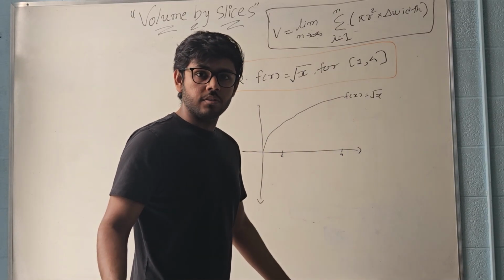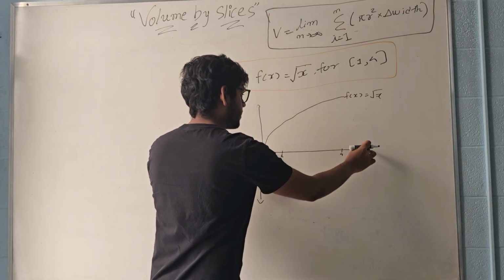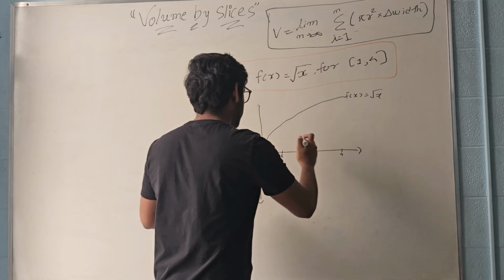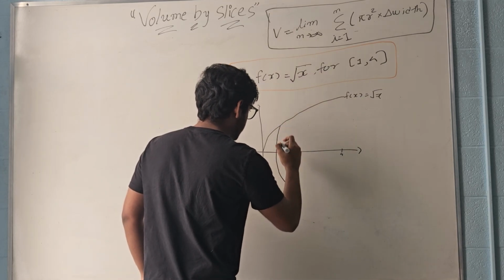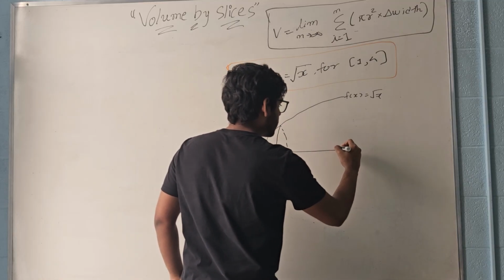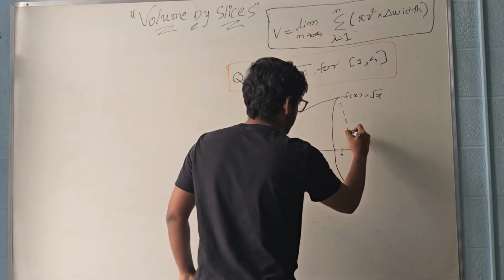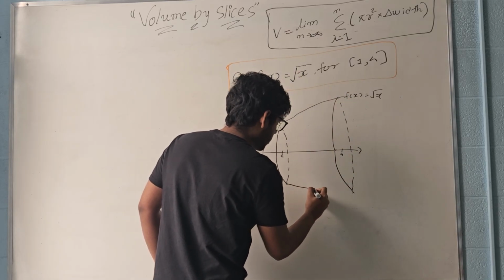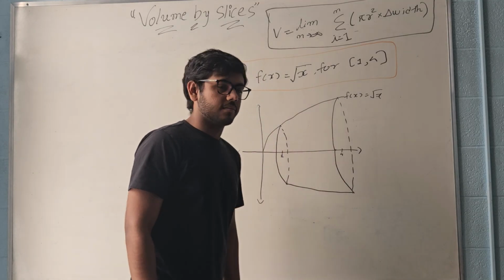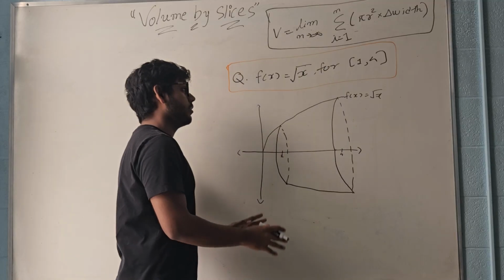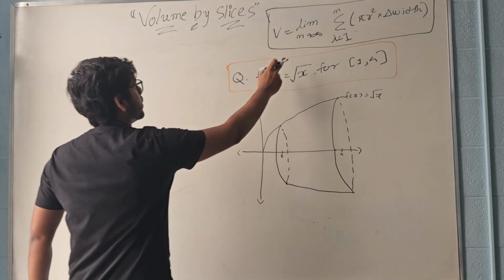What we will do is just revolve, just rotate this curve around the x-axis, so we would get a solid. You can imagine the solid like this. It's not perfect, but just take it for now. Then we will cut this into infinitely many slices, and each slice will give us the formula of this, right?